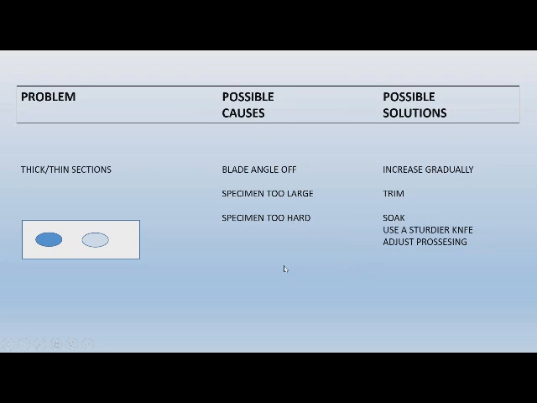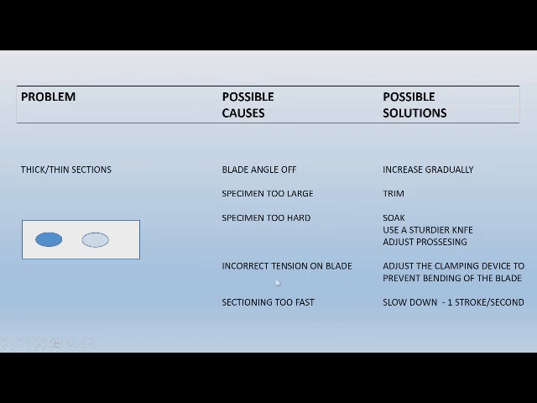But if it is a piece of tissue that is intrinsically hard, then the most you can do is try to put it in the block so you're presenting the least resistance to the blade. Get a sturdier blade, maybe soak it a little bit. Incorrect tension on the blade is the #1 cause of thick and thin sections because your blade is bending. So you need to go back to your labs and check your blades. If you've had trouble with this, check that out first because that more often than not is the cause.